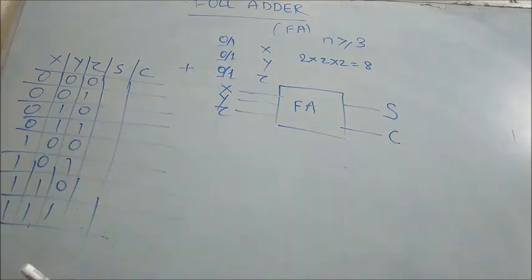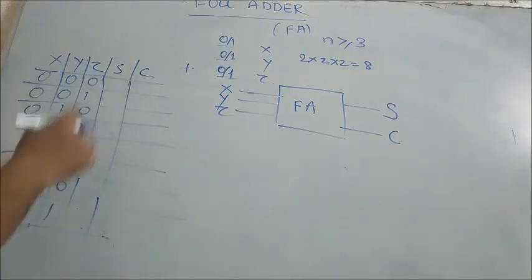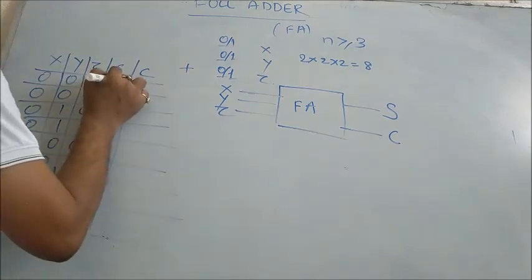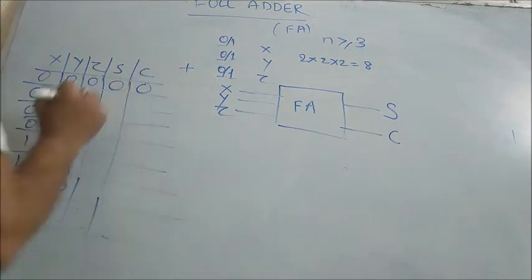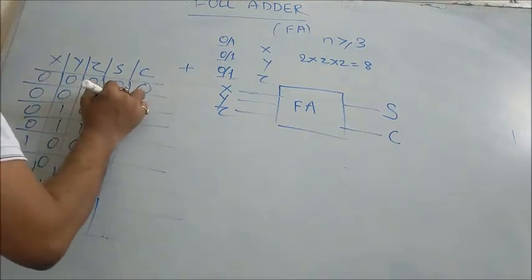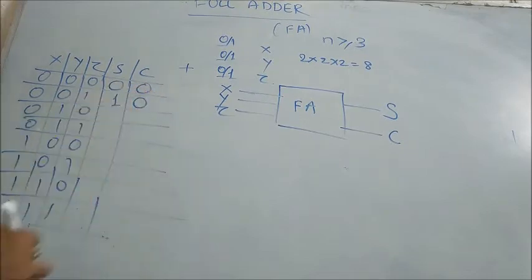Then we will design the logic circuit of this FA. So, 0 0 0: the sum will be 0 and carry will be always 0. 0 plus 0 is 0. 0 plus 1 is 1, so the sum will be 1 with no carry.